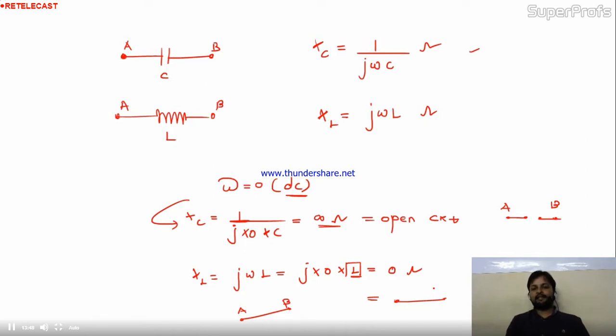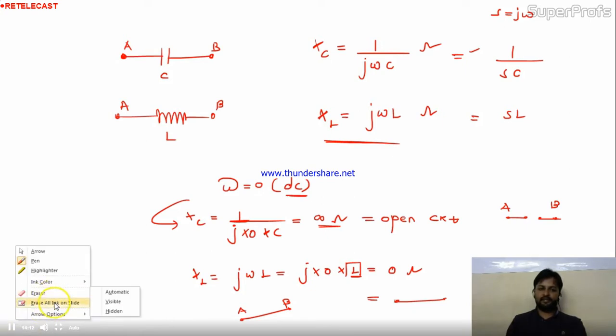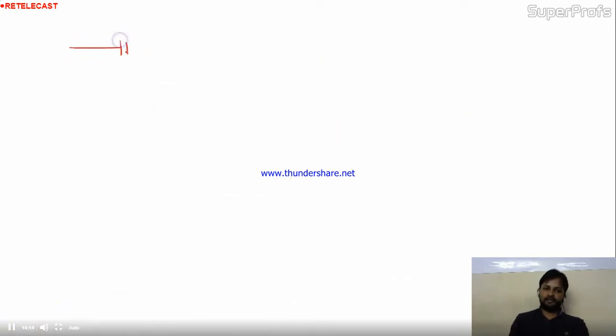Okay. Similarly, if you talk about this formula in the Laplace domain, we know S equal to j omega. So in the Laplace domain you can write it 1 by Sc, and for this you can write SL. Is it okay? Now we'll see the initial condition effect on the capacitor and the inductor. What I mean is, I'll show you here. You are having the capacitor first. Across points A and B, the value of the capacitor is C. Now at t equal to 0 we are talking about. Time is 0, right?